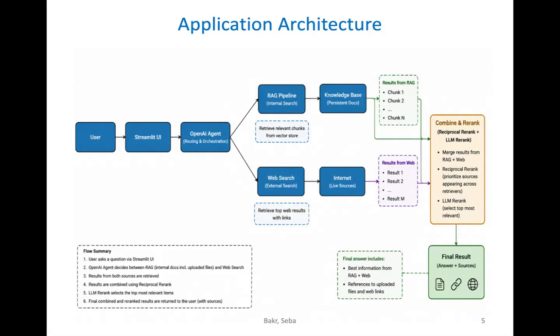And next, there's the reciprocal re-ranking that is used to capture the most relevant responses and generate the responses and push it to the next layer, which is the LLM re-rank. LLM re-rank refines the answers and returns only the most relevant responses to the question. And finally, those responses with the resources are pushed to the user using the interface.